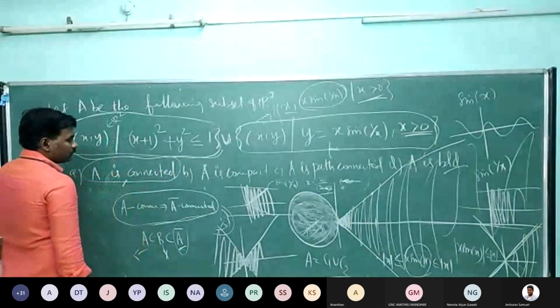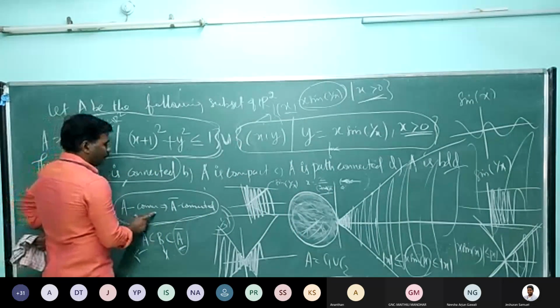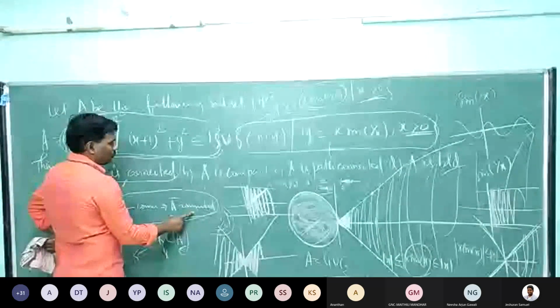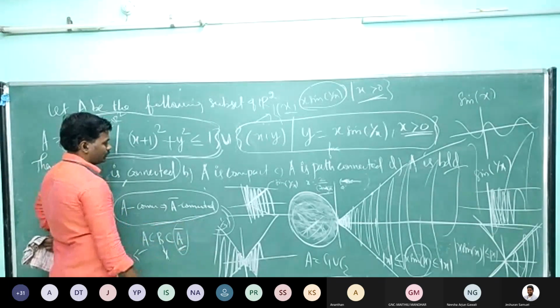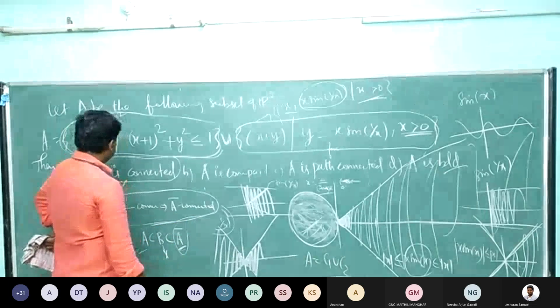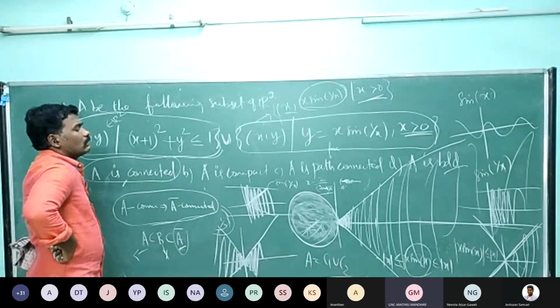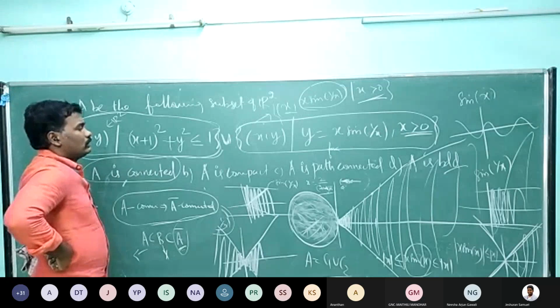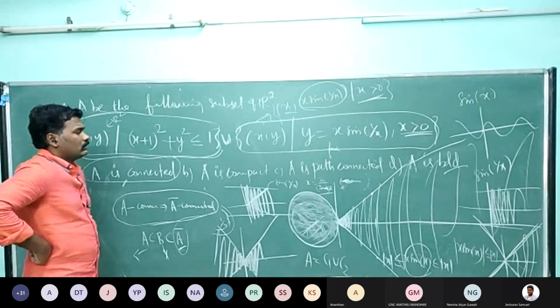Wait. So what can you say about this? A is connected and A bar is connected, right? That is a theorem statement, just to see the topology. Yes sir, correct sir. This is connected, but this is path connected.